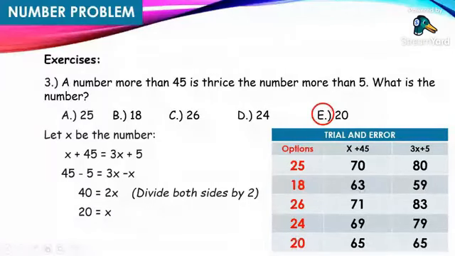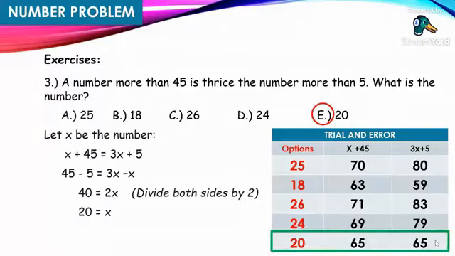So let's have letter E, which is 20. So try natin 20. 20 plus 45 is 65. And then, try natin 20 times 3. 20 times 3 is 60, plus 5 is 65. So the answer is 20 if we're going to do the trial and error. So 65 is equal to 65. So the answer among the options is letter E, that is 20.